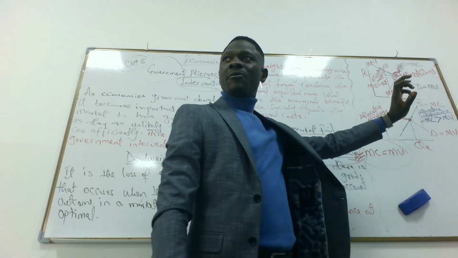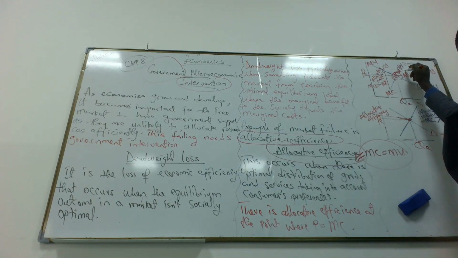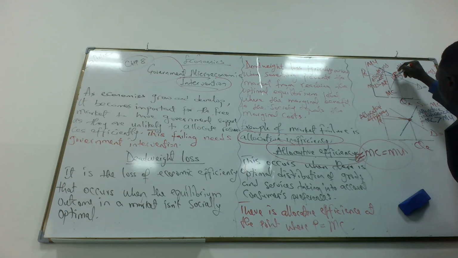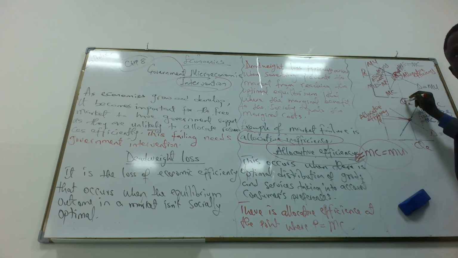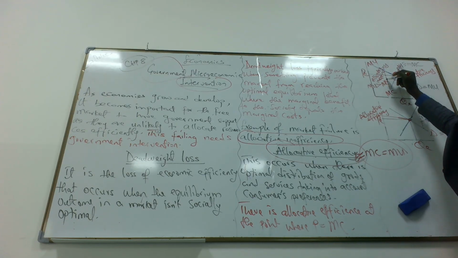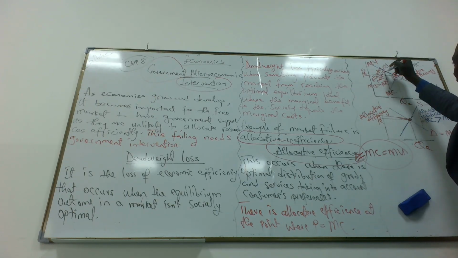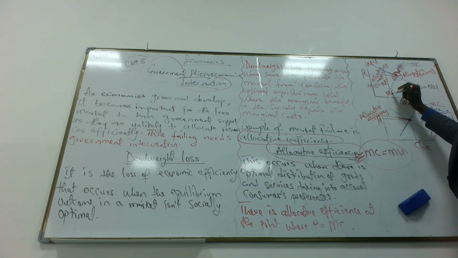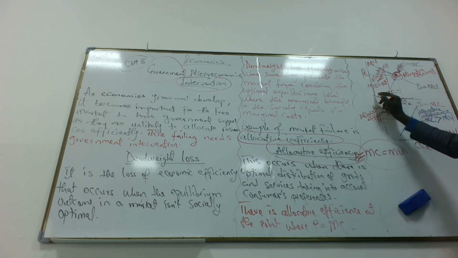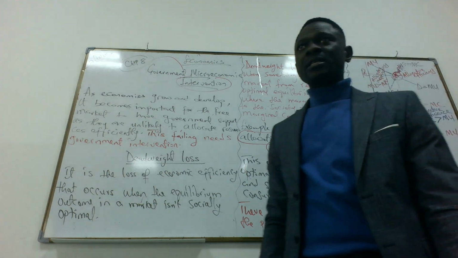Look at the first graph. There's allocative efficiency where MC equals MU. Right? That's allocative efficiency. This is the point. Your price equals your quantity. But look at allocative inefficiency here. Marginal utility is greater than the marginal cost. Yes. So this is inefficiency. MU is greater than MC. Does it make sense? Yes.